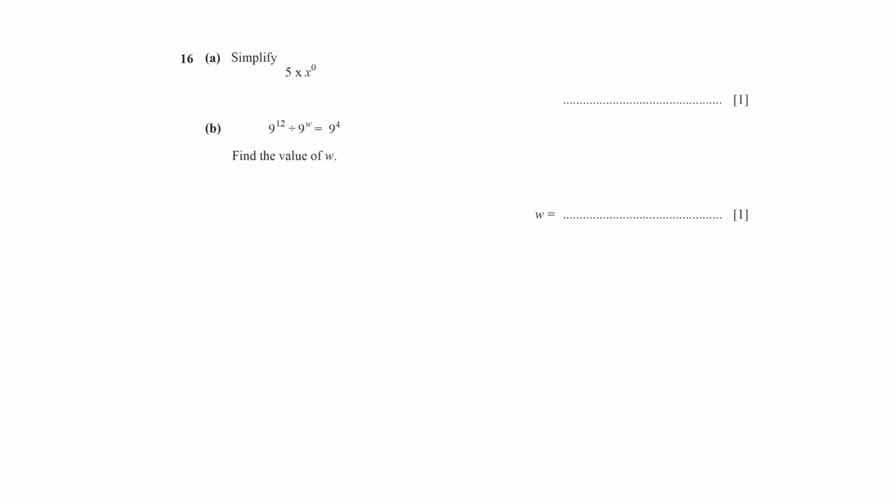We have to simplify 5 times x to the power 0. Now anything to the power 0 is what? Is 1, right? So 5 times 1 is going to be 5. Hence the answer of this question is going to be 5.